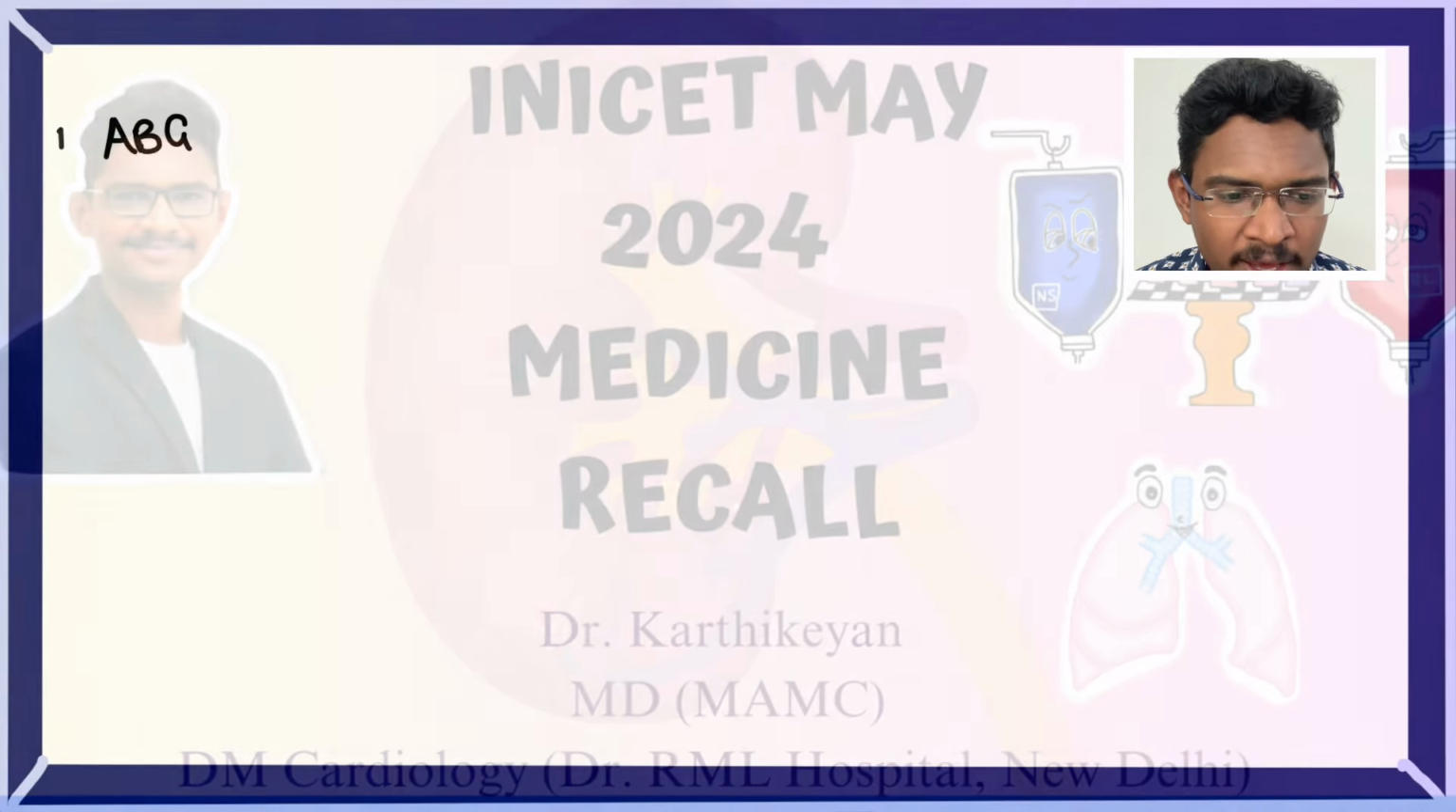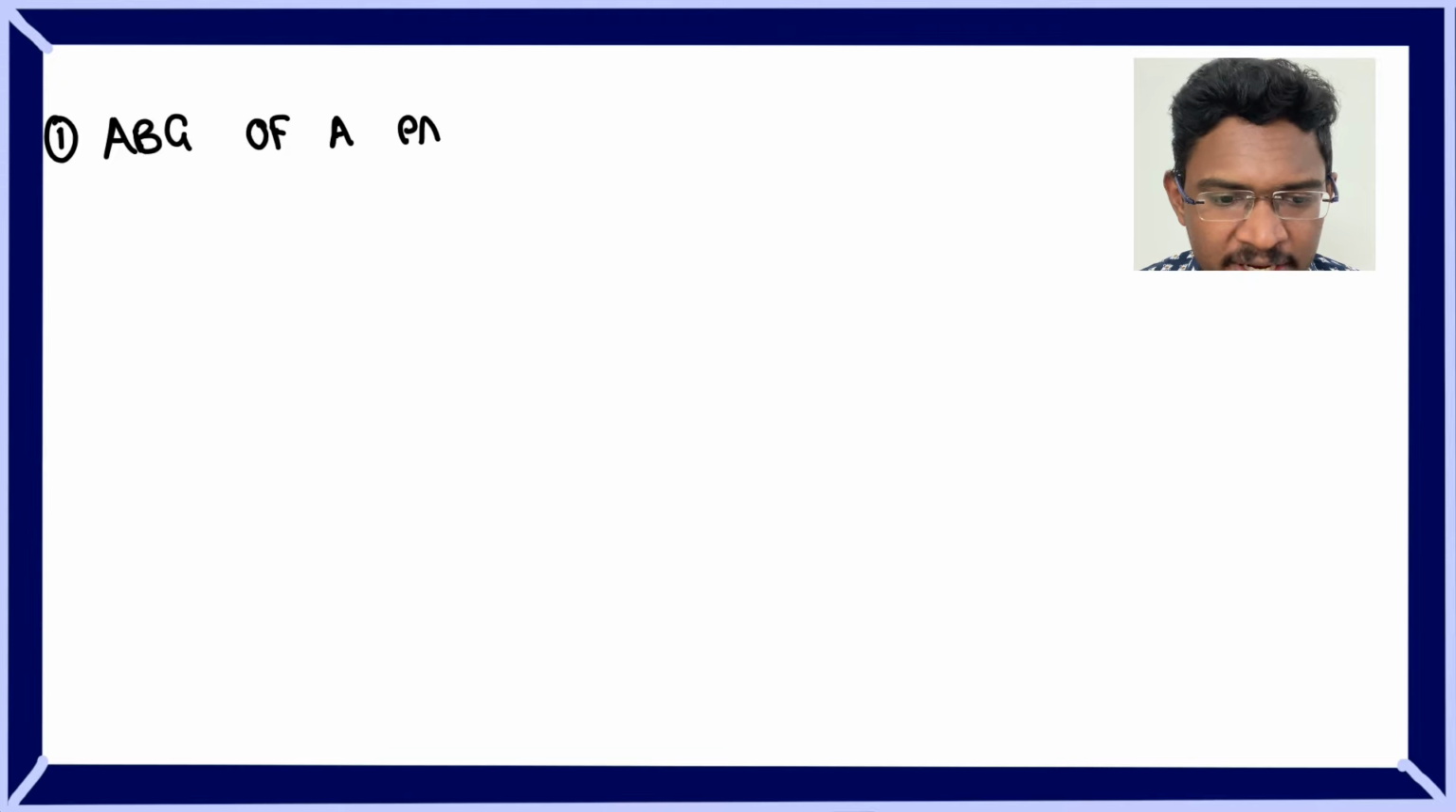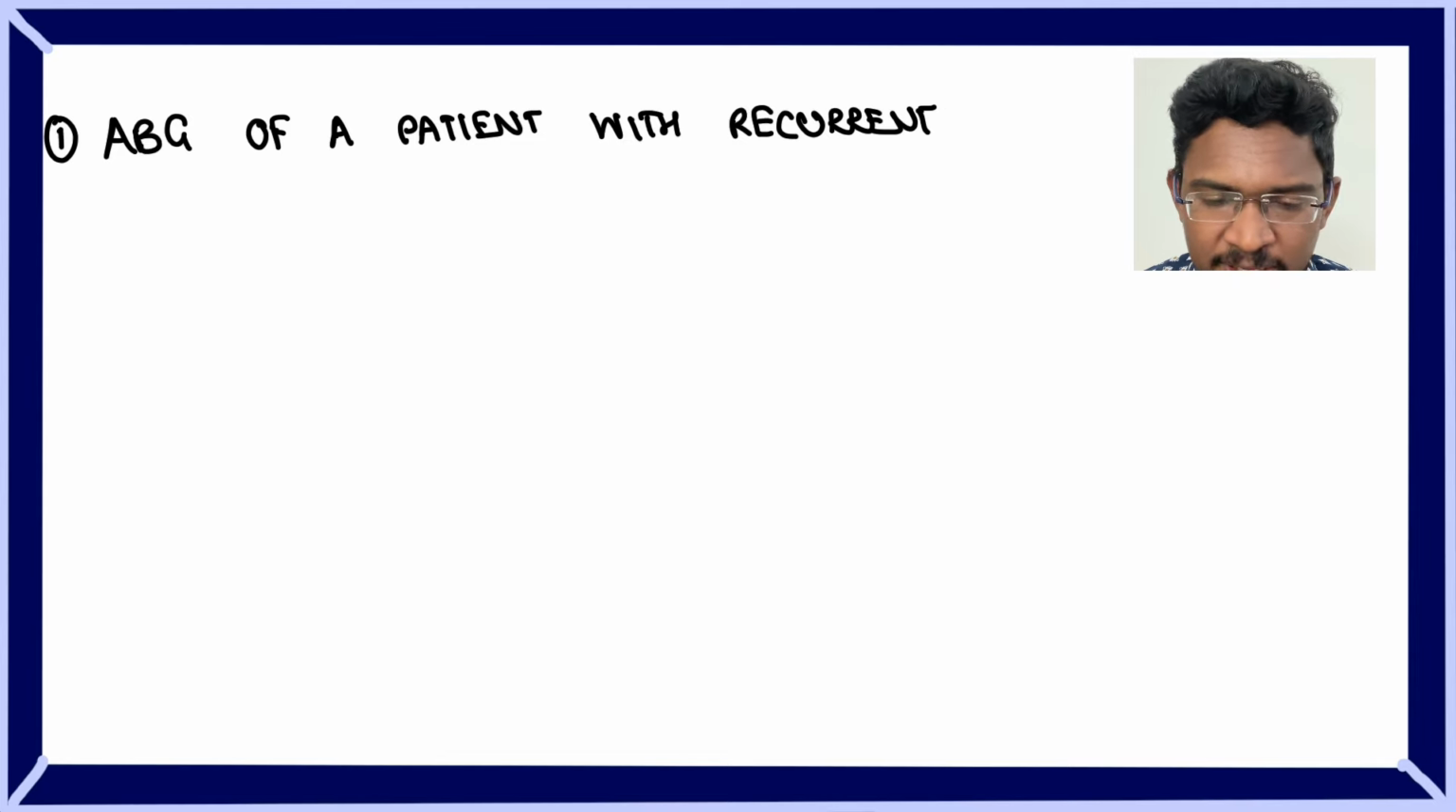So today we will quickly see the medicine recall of INI CET 2024. First question, ABG of a patient with recurrent vomiting. pH 7.5, PCO2 50, bicarb 30.